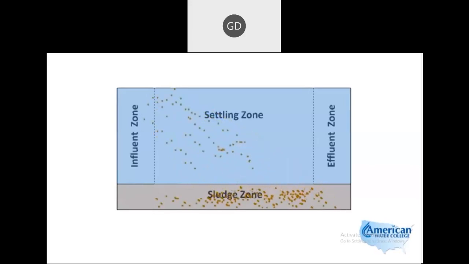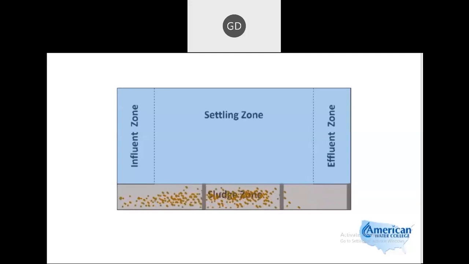So these are the four main zones of a conventional sedimentation basin, whether it's rectangular or circular: the influent zone, the settling zone, the effluent zone, and the sludge zone. And here we can see that there's the sludge collectors moving the sludge to the influent end of this rectangular clarifier for processing.